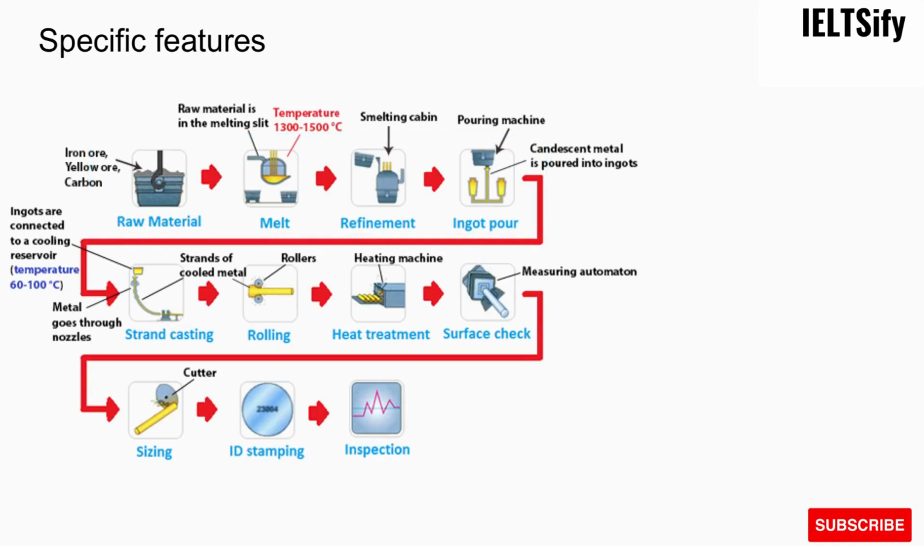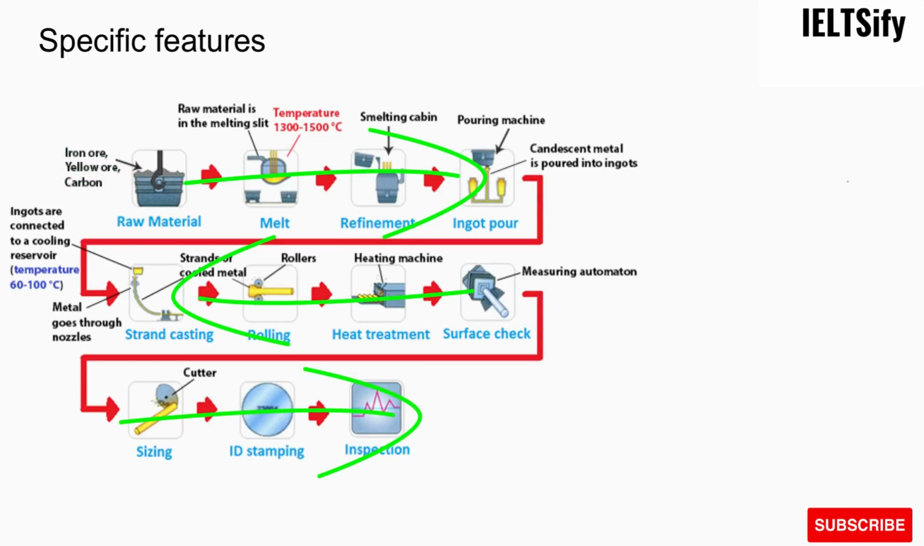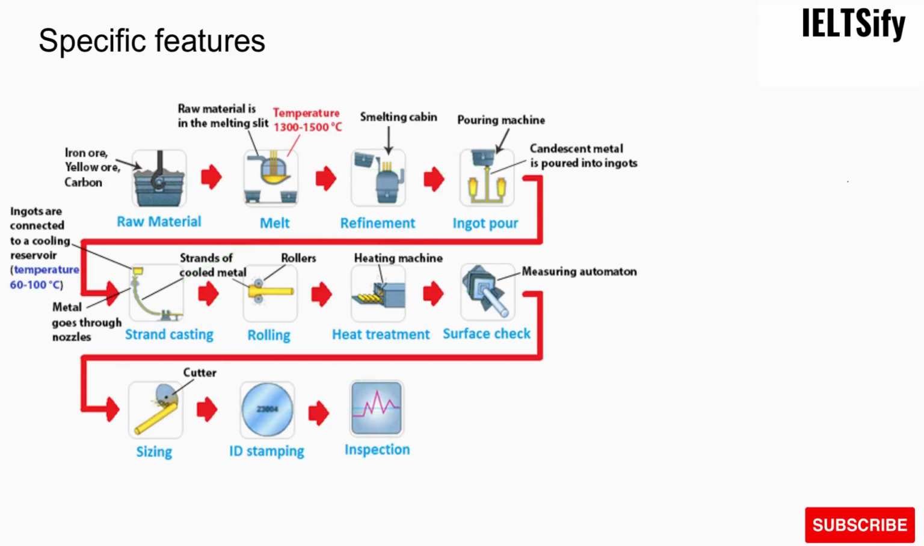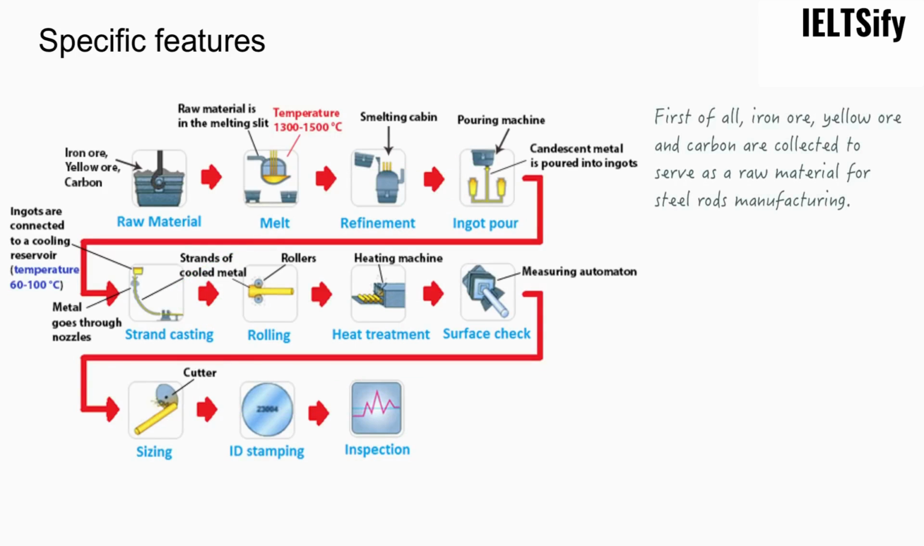What does the diagram show? We can see that the first stage is called raw material. The picture shows a box with some raw material and an arrow indicating that iron ore, yellow ore, and carbon line that box. This material will experience some transformations throughout the process and will become a steel rod. I describe the stage in such way. First of all, iron ore, yellow ore, and carbon are collected to serve as a raw material for steel rods manufacturing. Then we move on to the next stage, which is called melt.